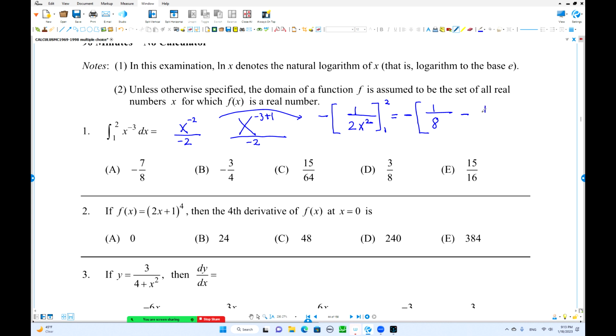And minus 1 over what? 2. That's right? 1 over 8 minus 1 over 2 is what? 4 over 8, right? Actually, this is a 4 over 8. Okay, so negative 1 minus 4 is what? Negative 3 over 8, right? So negative is now positive 3 over 8. That is the value of this definite integral, okay? 3 over 8 is the answer.